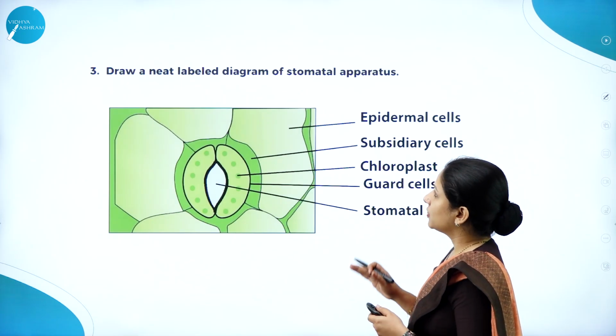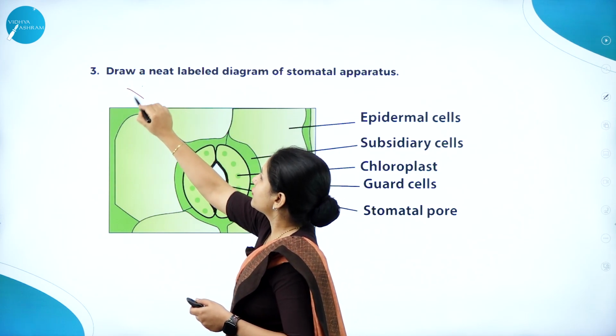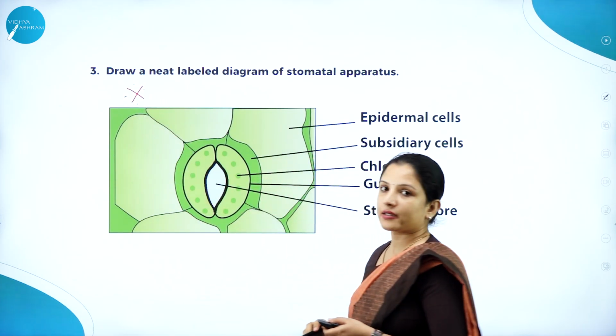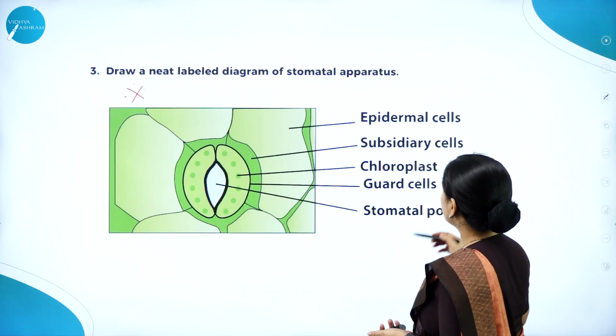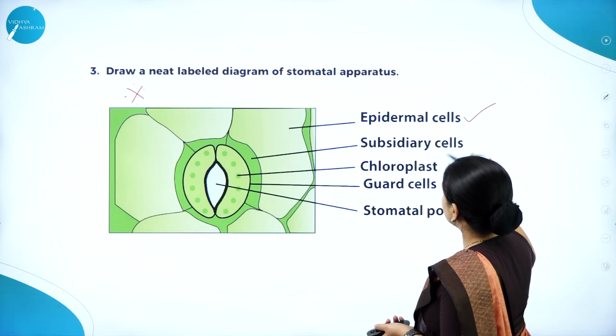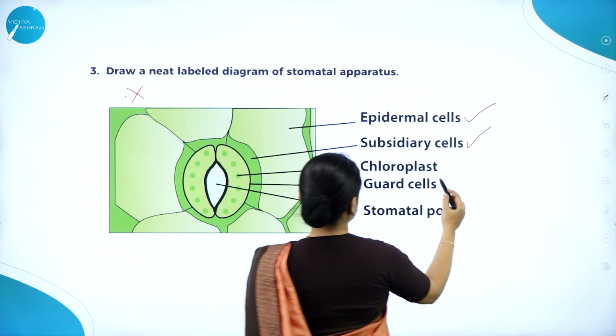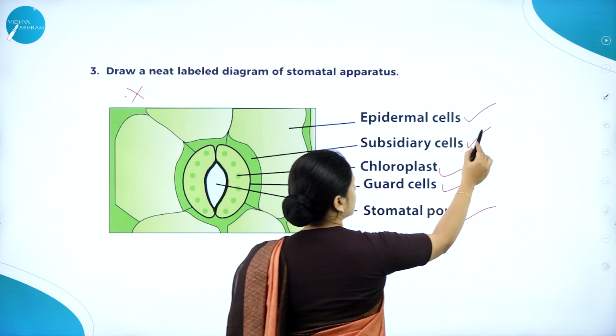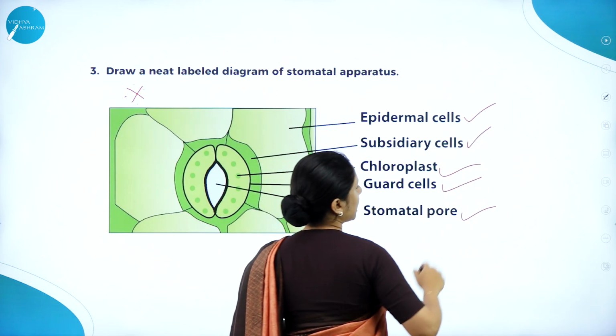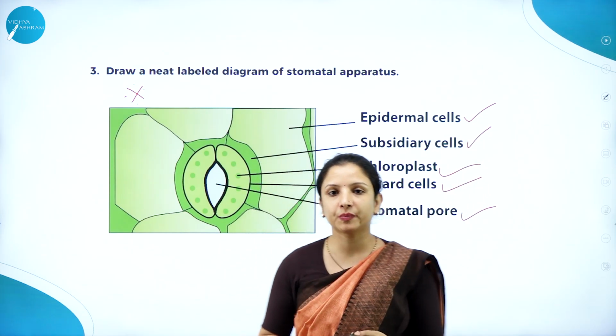Next question. This is also very, very important. Draw a neat labelled diagram of the stomatal apparatus. The diagram should be from the NCERT textbook, wherein you have to mark the epidermal cells. Then you need to mark the subsidiary cells, the chloroplast, the guard cells and the stomatal pore. So totally 5 labels should be put.